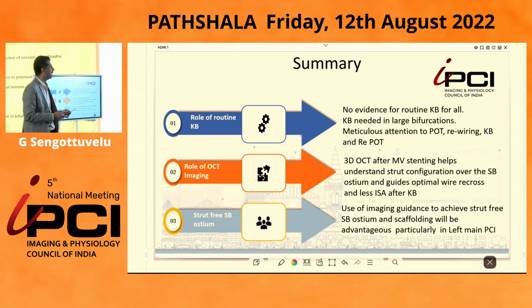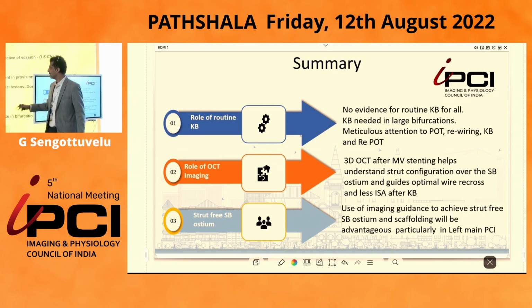So with 3D OCT after main vessel stenting, we can understand the configuration of the struts over the side branch ostium, and then guide optimal wire recross and get a good result. So use of imaging guidance to achieve a strut-free ostium will be advantageous, particularly in left main PCI.